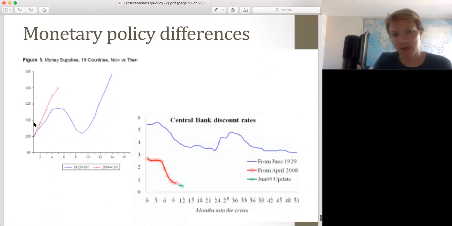Here's the money supply. The red line is the money supply in response to the 2008 crisis, the blue line is the Great Depression. So here's where they contract the money supply in the Great Depression. Bernanke just expanded it, cut the interest rate, which is expanding the money supply. It's the same thing.